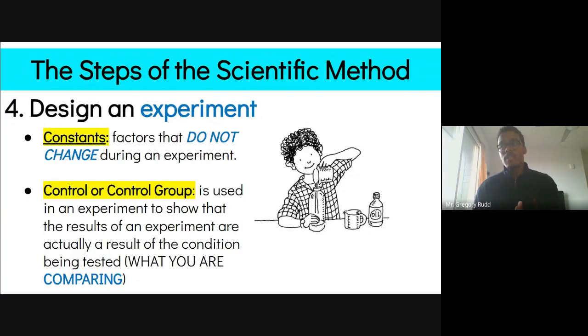It would be a very difficult experiment to do, because there would be so many other things that could potentially explain the changes in the independent variable, or in the dependent variable, I'm sorry. So you've got to have as many constants as possible. You also want to have a control group.